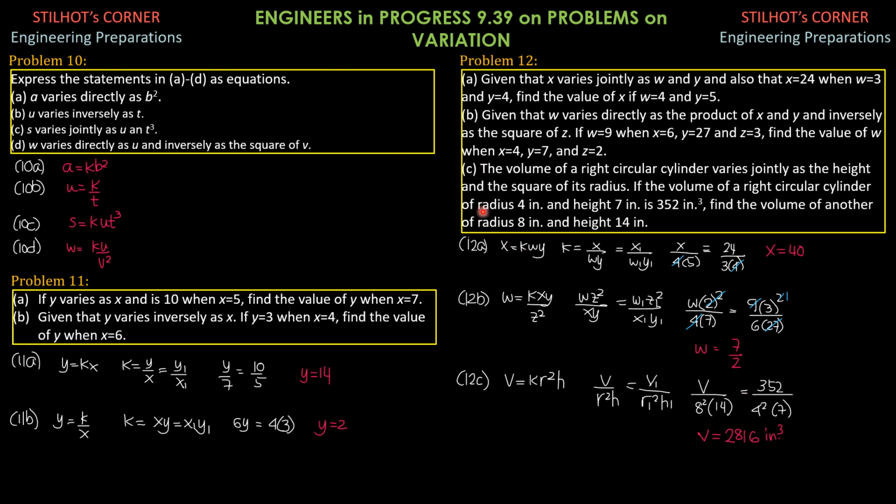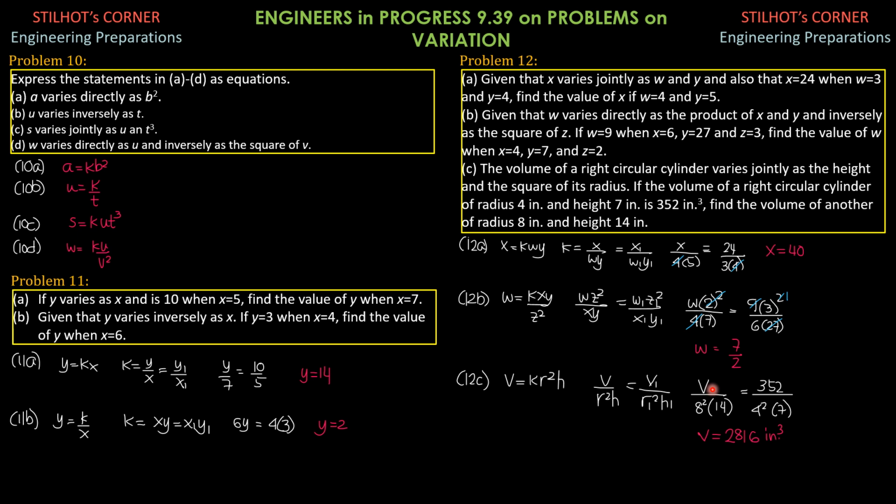And 12C, the volume of a right circular cylinder varies jointly as the height and the square of its radius. If the volume of a right circular cylinder of radius 4 inches and height 7 inches is 352 cubic inches, find the volume of another of radius 8 inches and height 14 inches. Formula, volume varies directly, so equals constant of proportionality times the altitude, height, and the square of the radius. So that's the formula. Therefore, solving for K, volume over R squared H equals V1 over R1 squared H1.